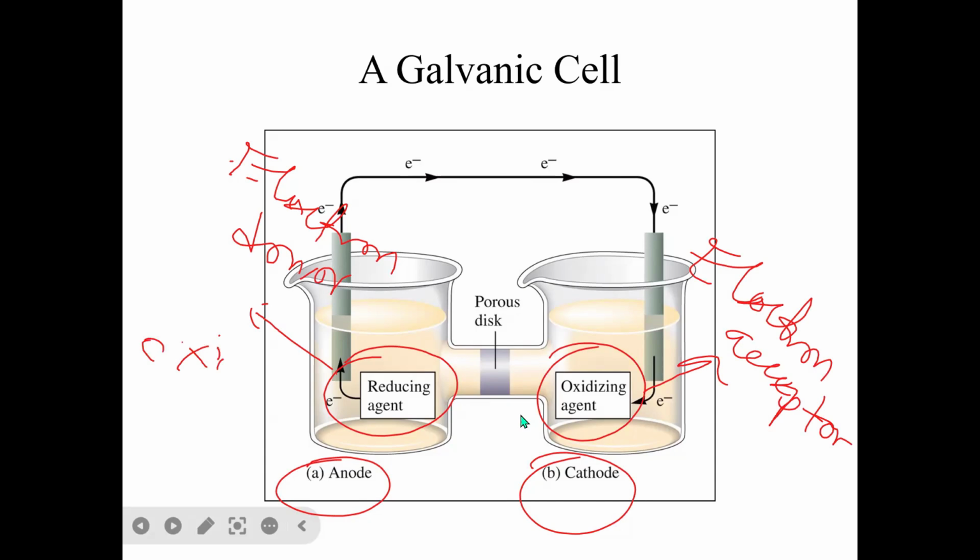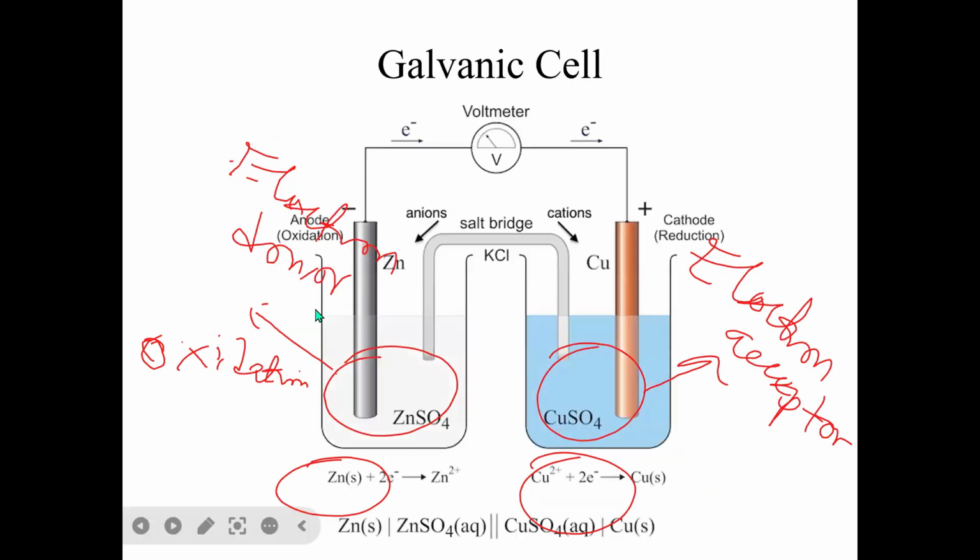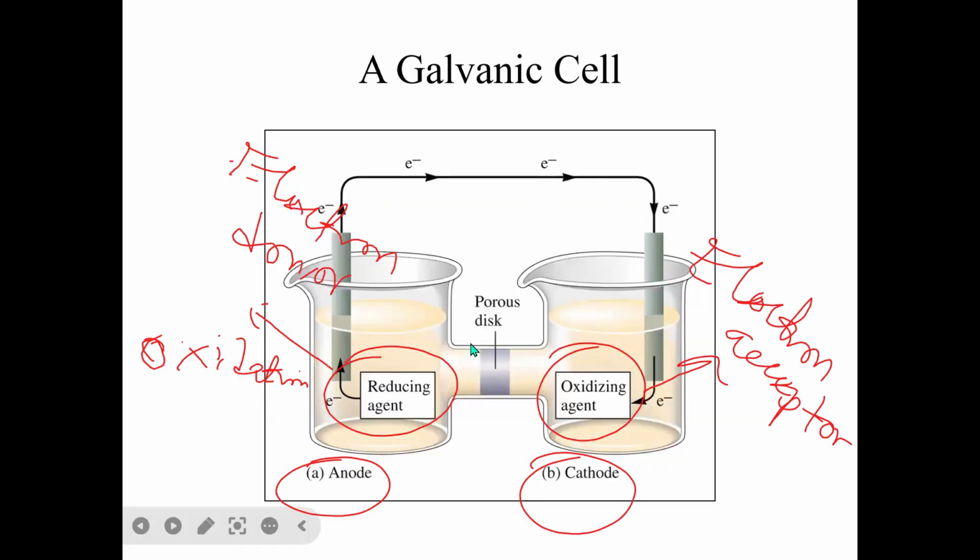So oxidation is a process whereby a species loses an electron. A reducing agent is a species that undergoes oxidation. And an oxidizing agent is a species that undergoes reduction because it is an electron acceptor, that is, it gains electrons. So in a galvanic cell, we have the anode and the cathode. Oxidation takes place at the anode, while at the cathode, reduction takes place.